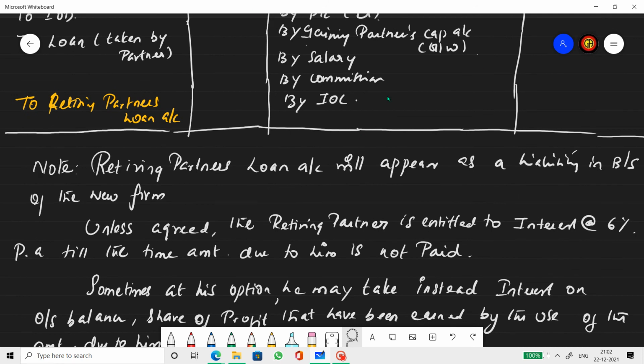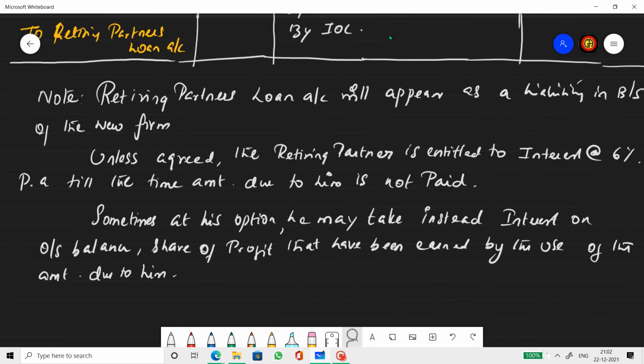So there are a few important points that we need to take into account. One such thing is the retiring partner's loan account will appear on the liability side of the balance sheet of the new firm. Normally in a full-fledged sum, you need to prepare the balance sheet also. So the retiring partner's loan account will appear on the liability side of the balance sheet.